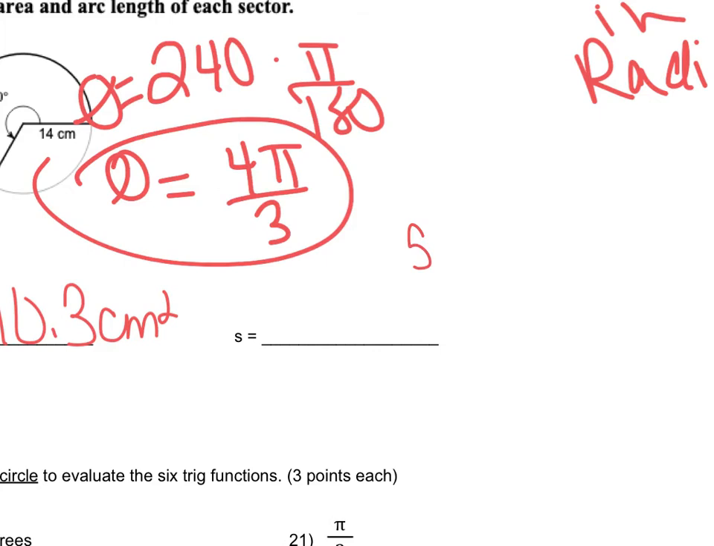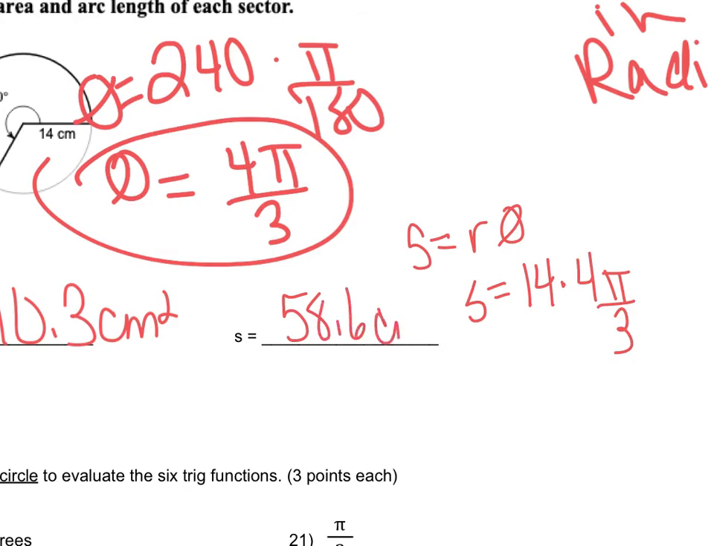Okay, and then we have our arc length, that's S. So S, arc length, is just r times theta. And we know our radius is 14, and theta is 4 pi over 3. And when you multiply those together, you should end up with an arc length of 58.6 centimeters.